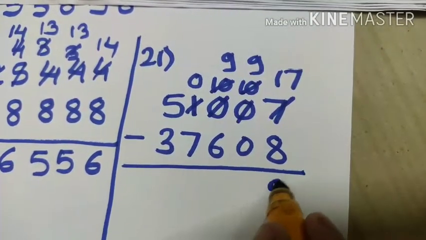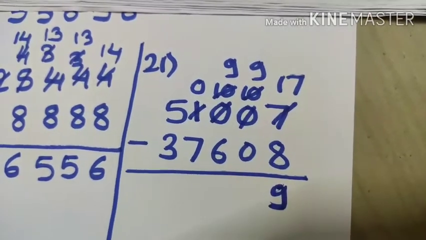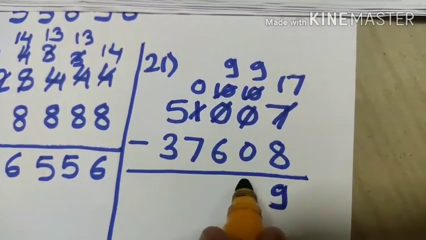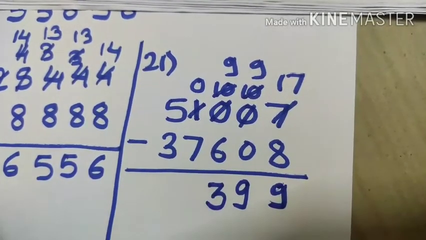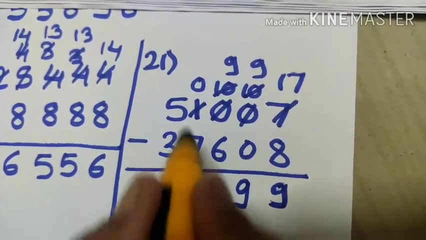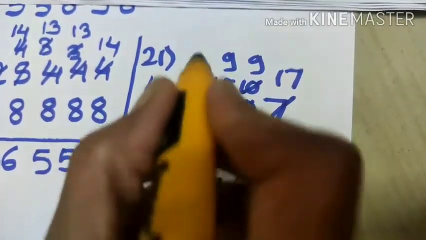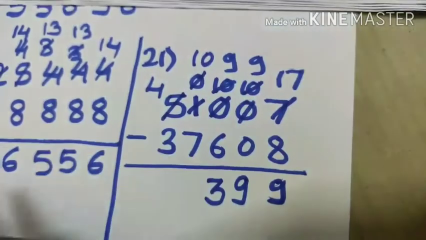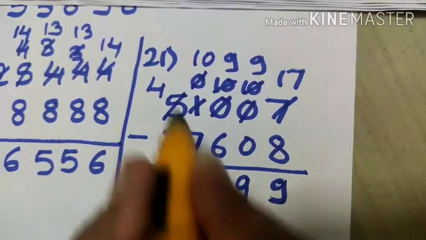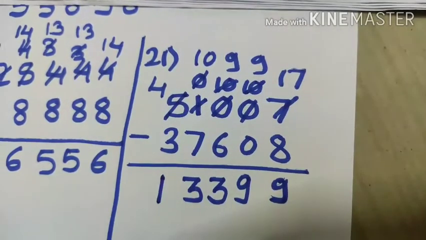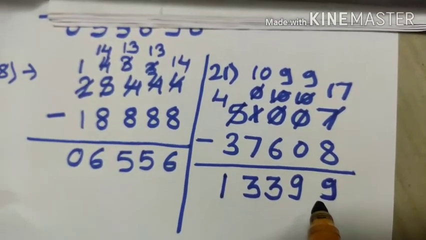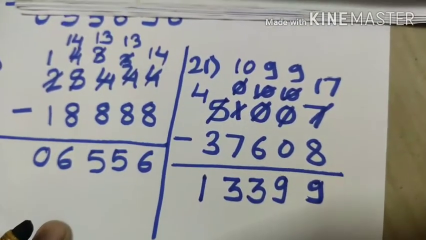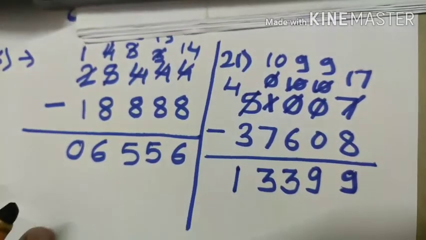So answer is 9. 9 minus 0, 9. 9 minus 6, 3. 0 minus 7 you cannot do. Borrow number from 5. It is 4 and this is 10. 10 minus 7, 3. 4 minus 3, 1. That is 13,399. Okay. Now we will see the next sum.